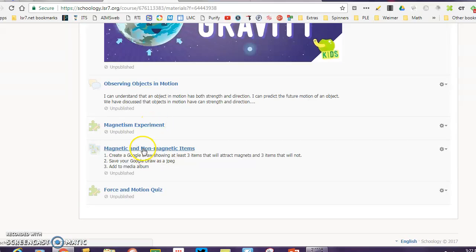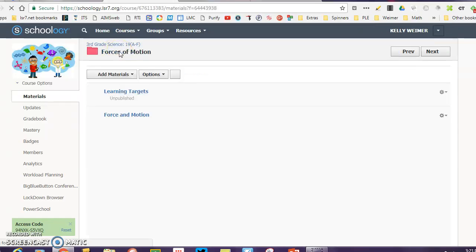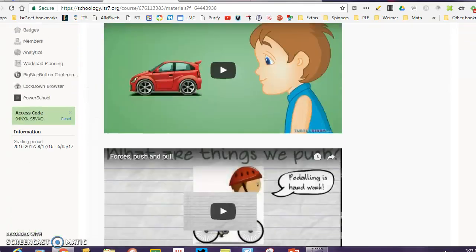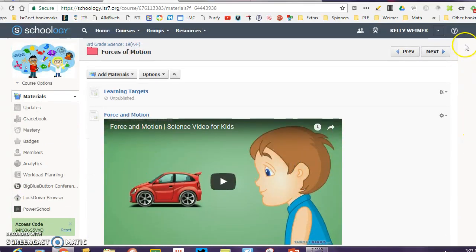My third project that I built was this media album. It's magnetic and non-magnetic items. So they are individually going to create their own Google Draw, and they must have 3 items that will attract to a magnet and 3 items that will not attract to a magnet. So that is what I have, those 3 for my forces in motion unit.